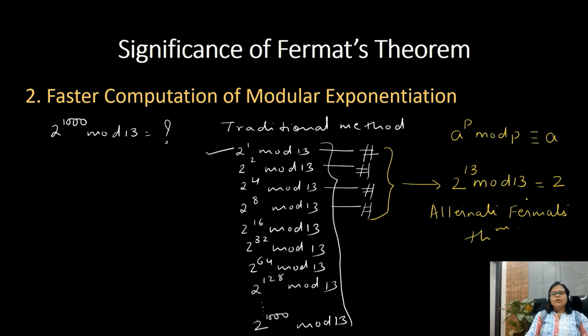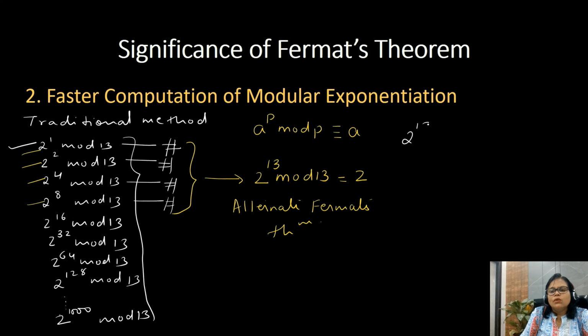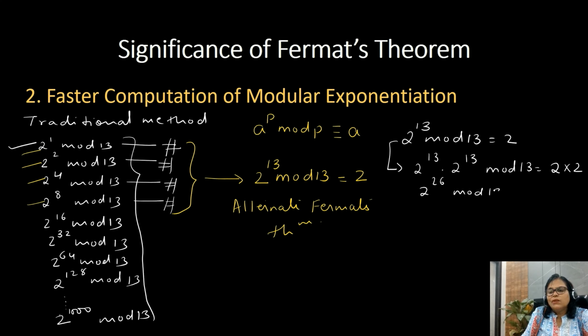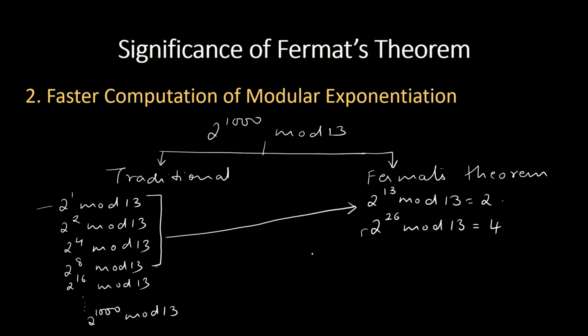So using Fermat's theorem, I've skipped these 4 steps and directly jumped to 2 raised to 13 mod 13. From Fermat's theorem, since we know 2 raised to the power of 13 mod 13 is equal to 2, now if I square this number, that is 2 raised to 13 into 2 raised to 13 mod 13, we are squaring the right hand side also, that is 2 into 2. So we get the answer 2 raised to 26 mod 13 is equal to 4. You must have seen that you have skipped certain steps and have directly reached some intermediate answer of the traditional method, and this makes the computation faster.